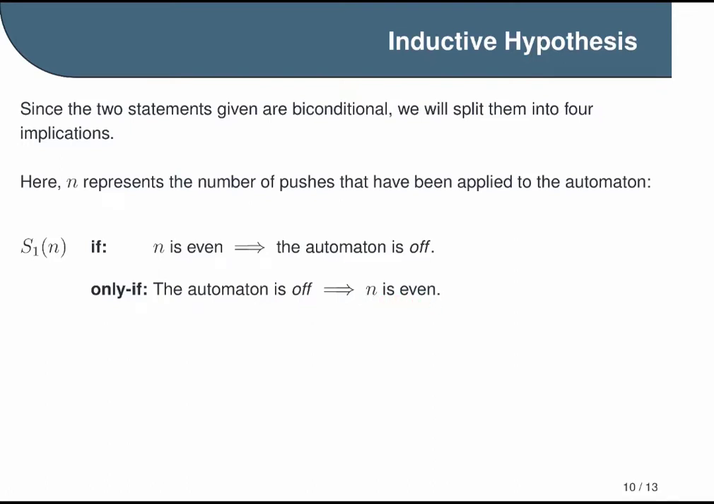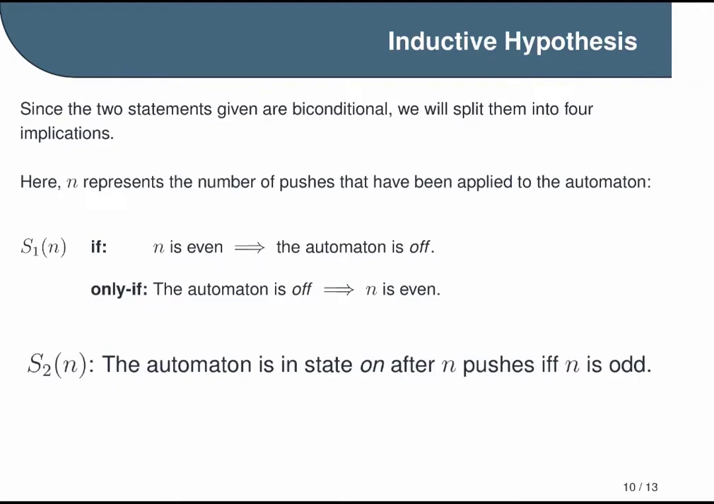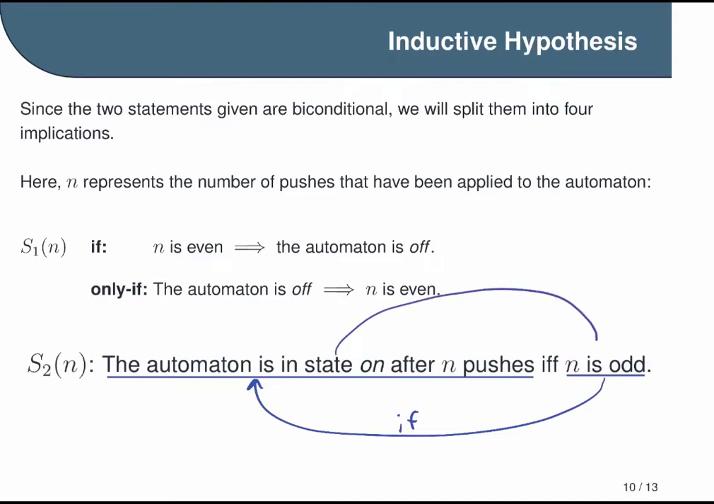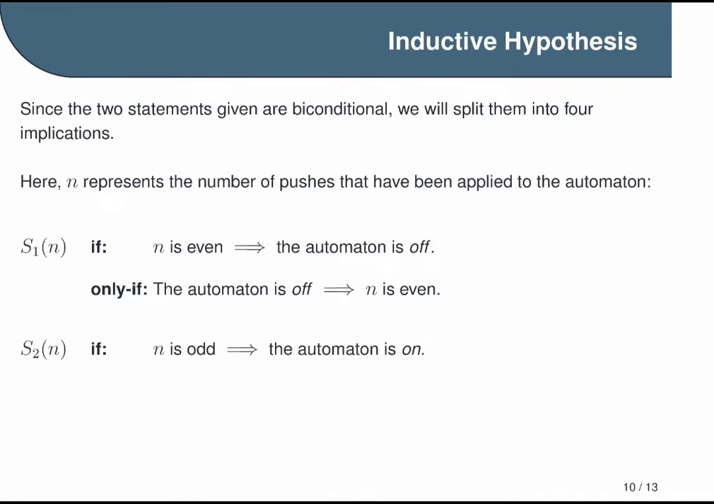Next, we just do the same thing for S sub 2. We take the whole statement, which is the automaton is in state on after n pushes if and only if n is odd, and we start again with the if direction, meaning we start at the back of the sentence, and say if n is odd, then the automaton is in state on after n pushes. That is the if direction. And then also we do the only if direction. So the automaton is in state on after n pushes only if n is odd. And again, we write these both out. n is odd implies the automaton is on, and the automaton is on implies n is odd.